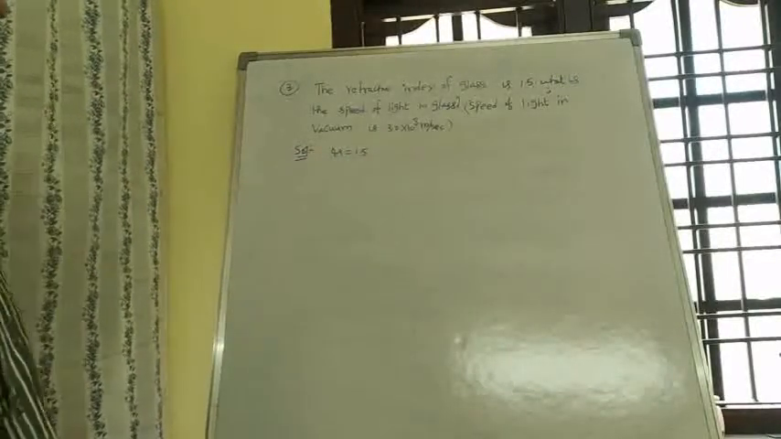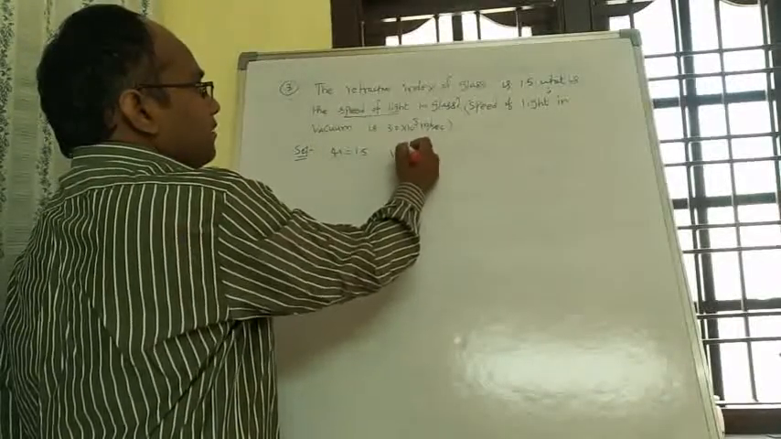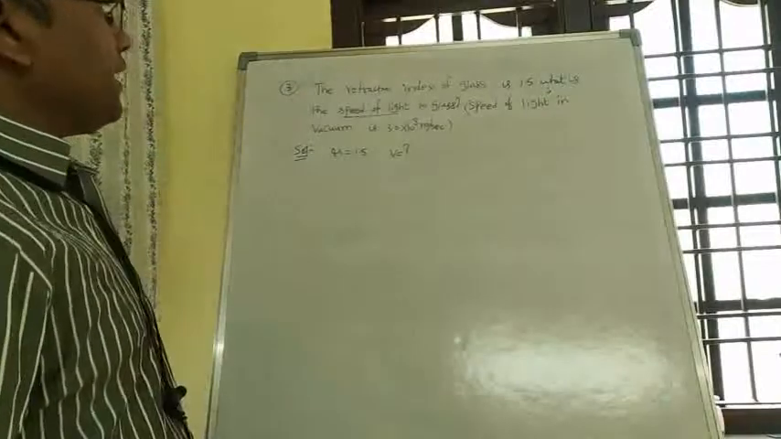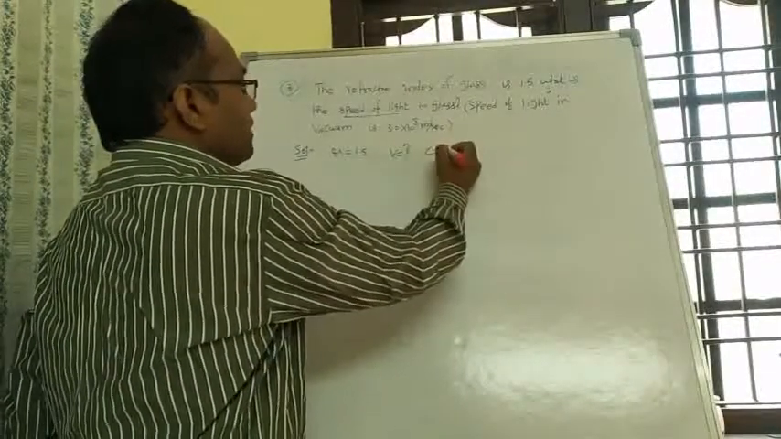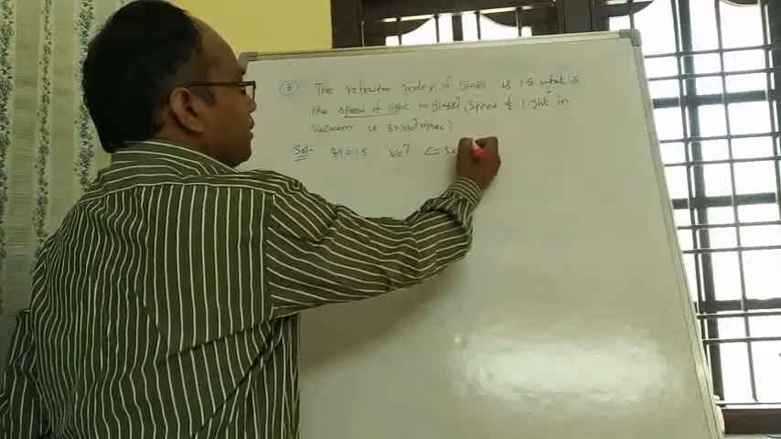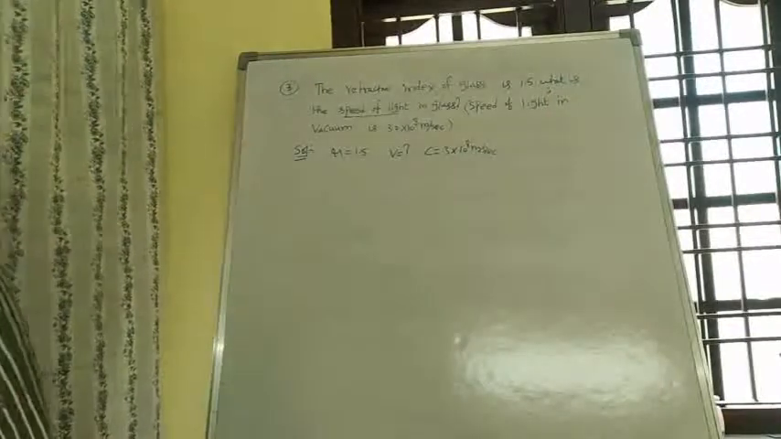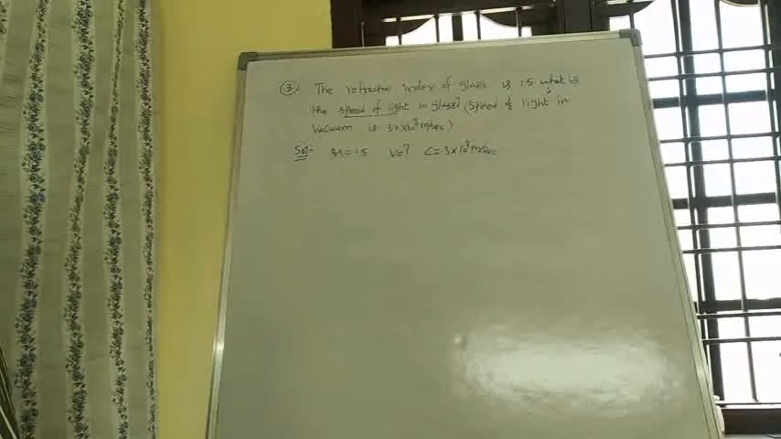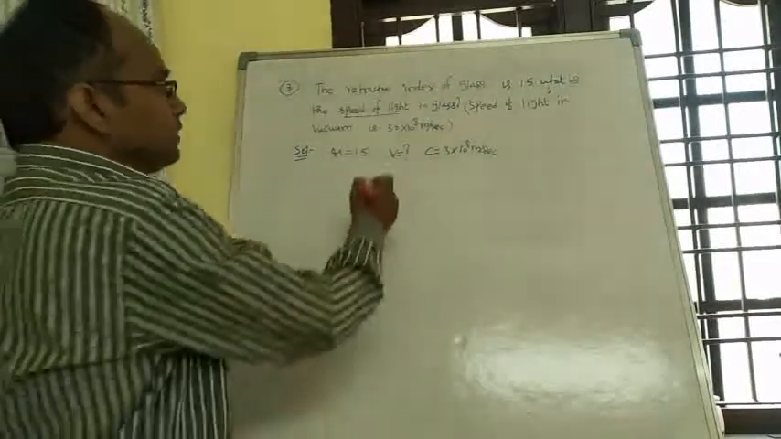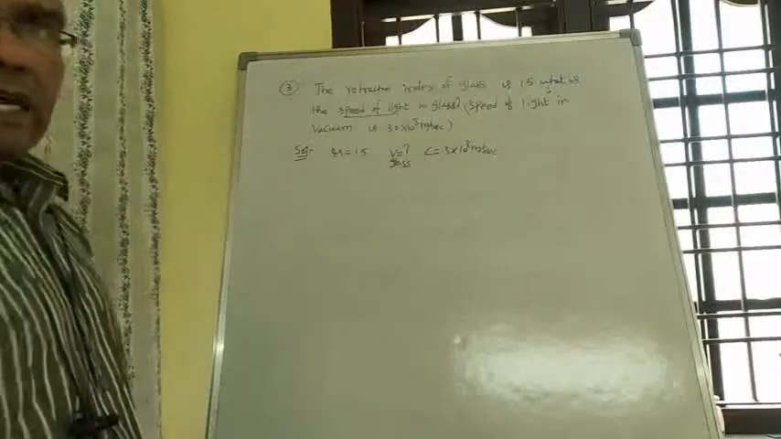So what is the speed of the light? Speed of the light is represented by v, and in vacuum the speed of the light is given as 3 into 10 to the power of 8 meter per second. So what is the relation? Speed of the light in glass, what is the value? This I am writing as speed of the light in glass.